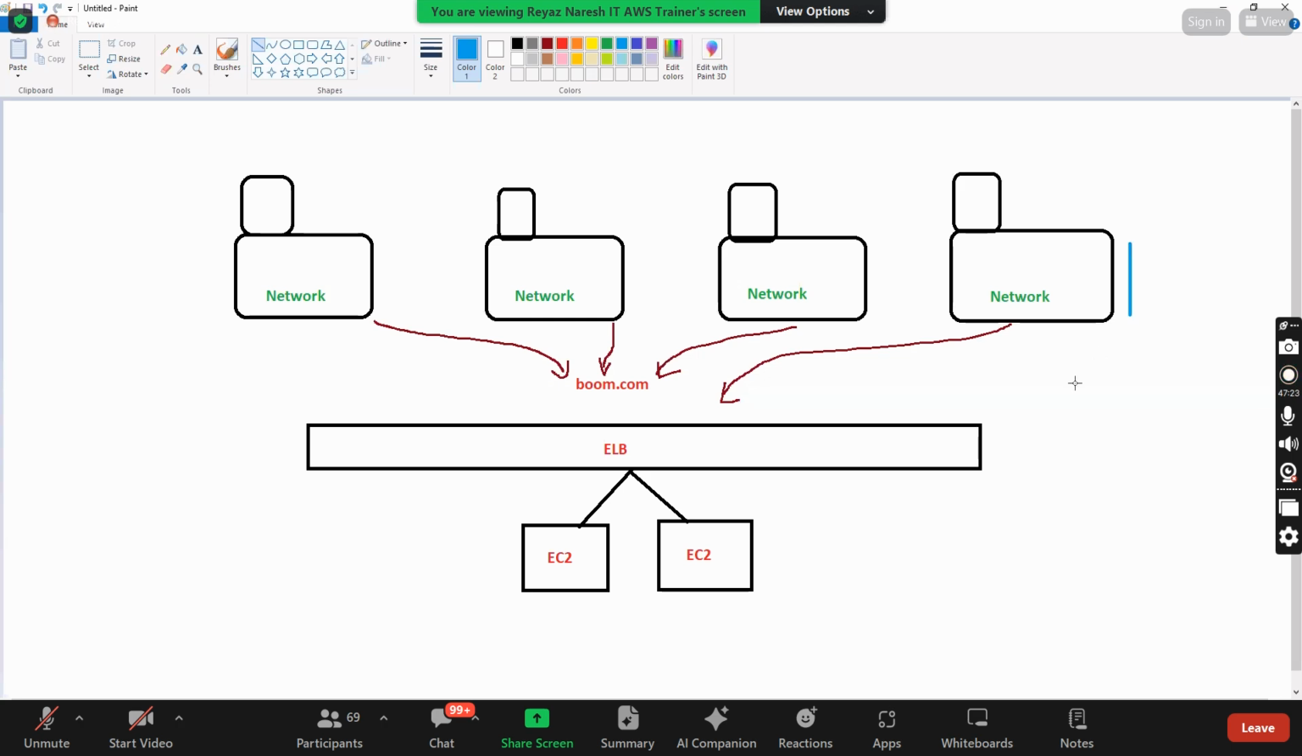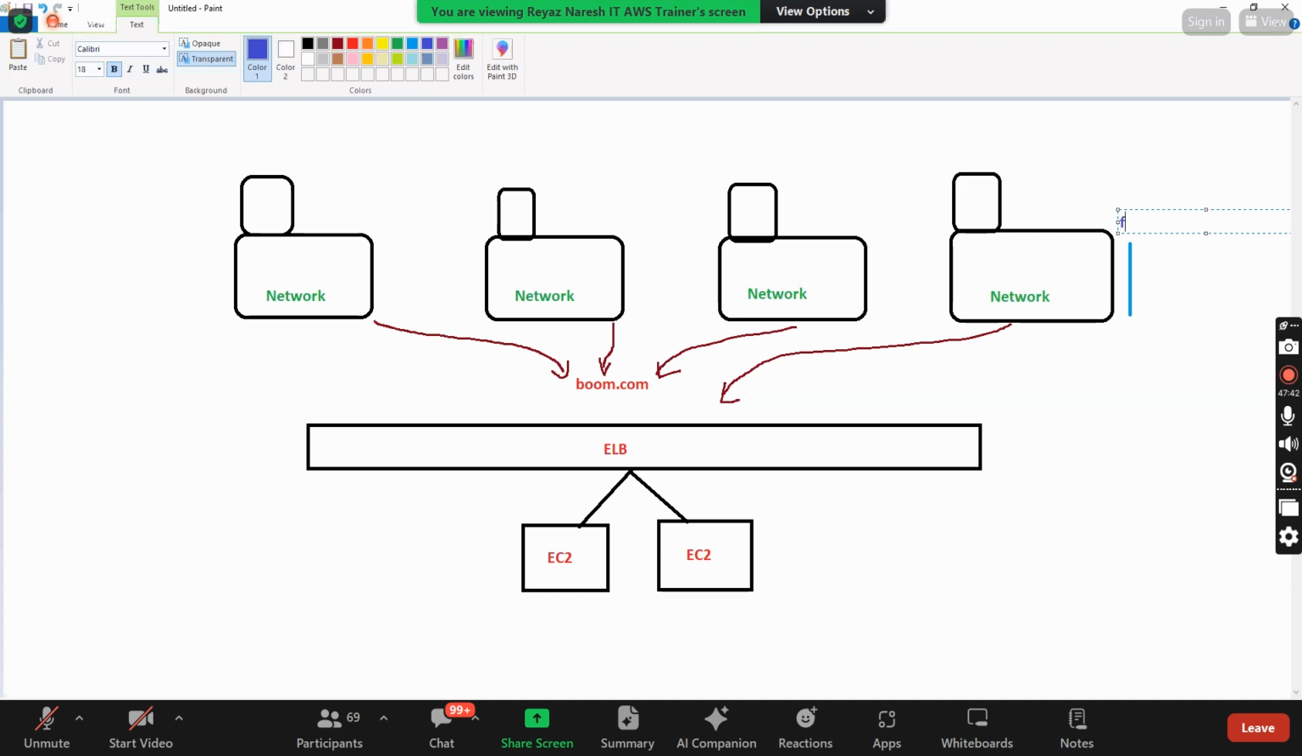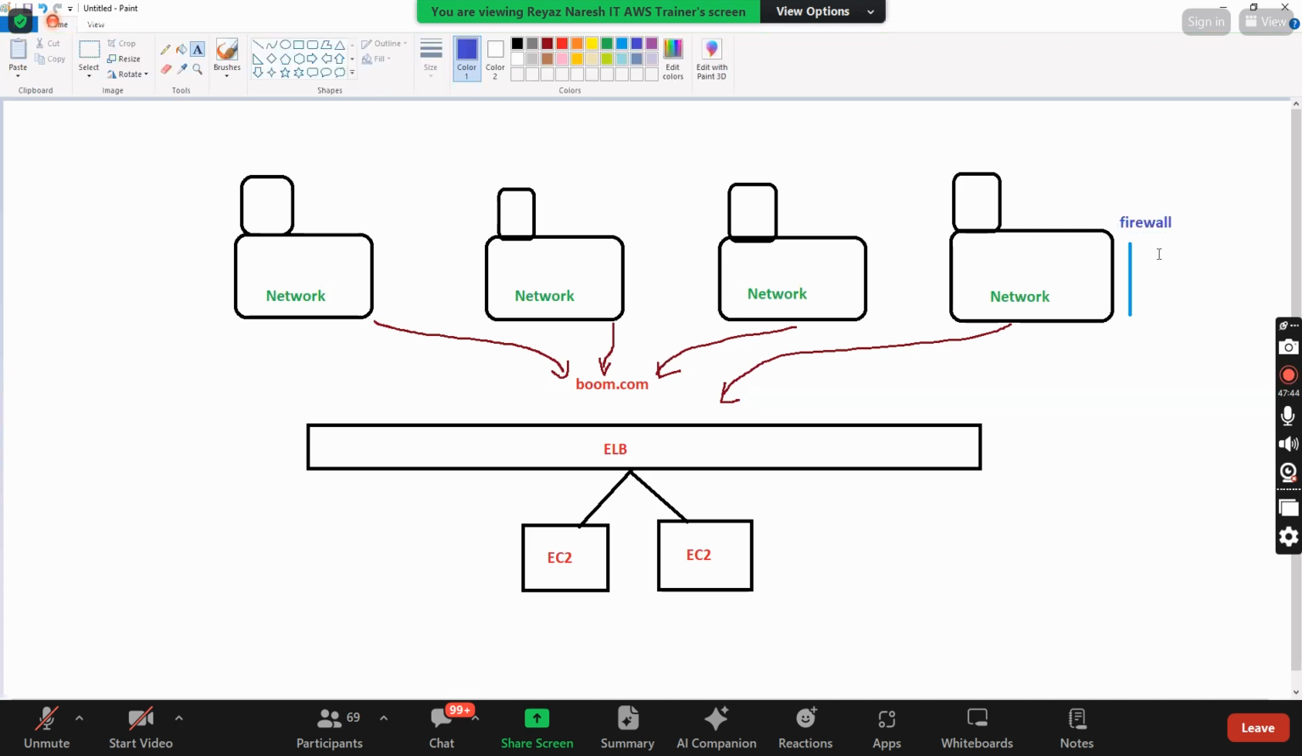This ship network admin said, hey Riaz, I know your application name is boom.com. I don't want boom.com. Can you give me the IP address of your website so that I can put it in my firewall? Every ship has its own firewall. Yes or no? So what the customer wants is the IP address of my website.